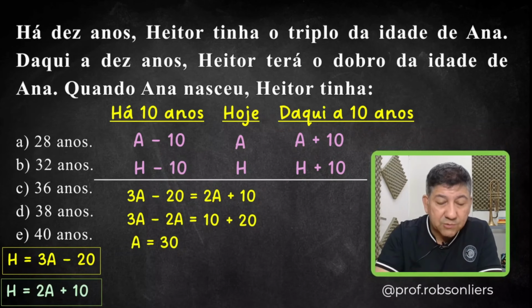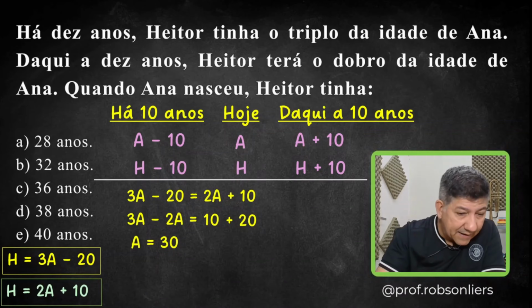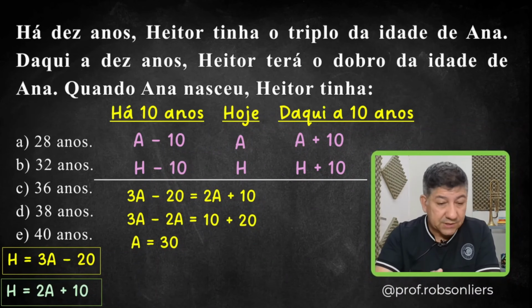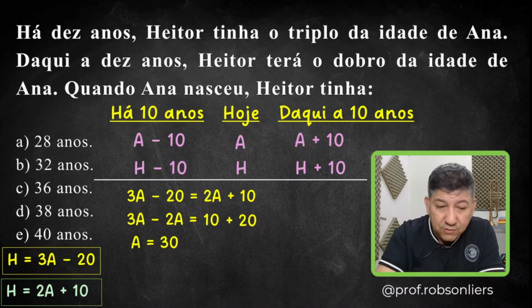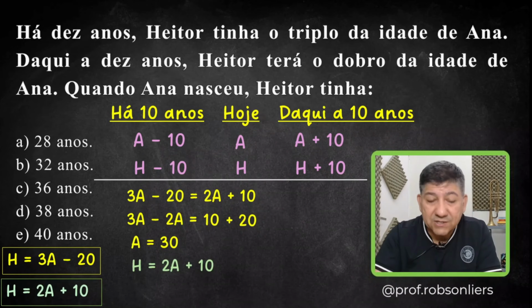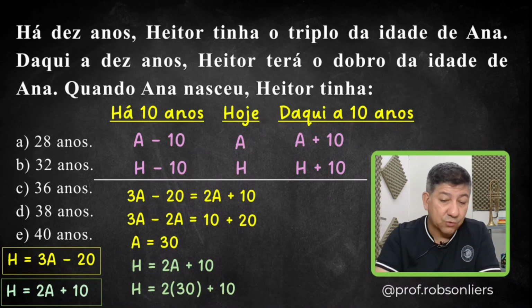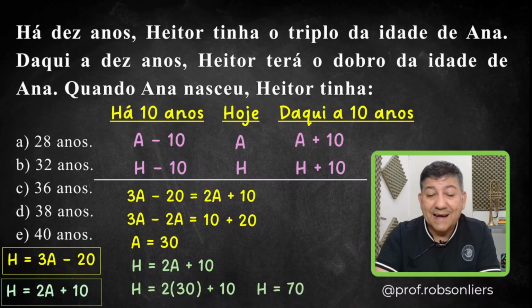That is, we found Anna's age. Now, since we found Anna's age and we know that H equals 3A minus 20 and H equals 2A plus 10, we can substitute the value of A into either of these 2 equations. I'll choose this equation, H equals 2A plus 10. I'll substitute A with 30, which is its value. So, it will be H equals 2 times 30 plus 10. 2 times 30 is 60, 60 plus 10 is 70. That is, H equals 70.